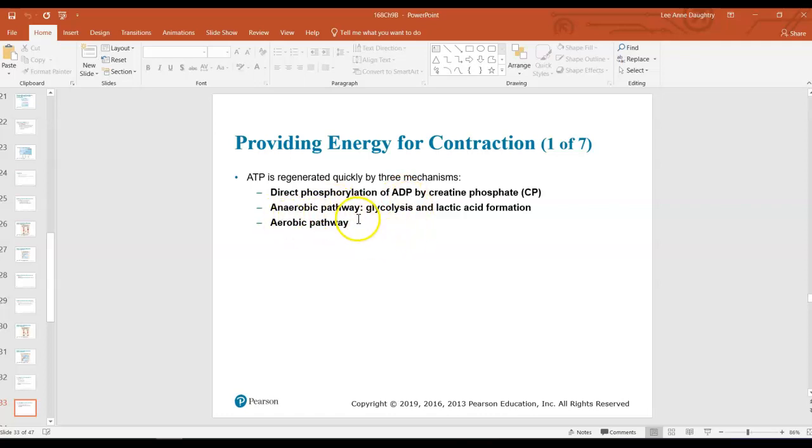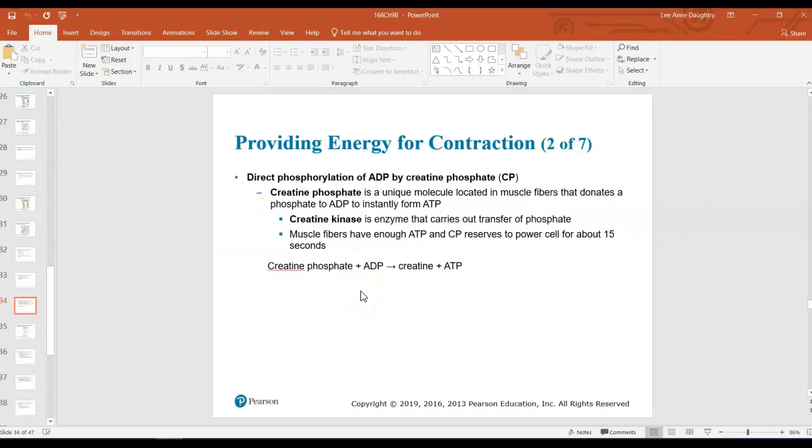Then there's the anaerobic pathway, glycolysis and lactic acid formation, and this occurs when the muscle is really reaching the point of fatigue. And the aerobic pathway, which occurs when the muscle is resting. So when do we see creatine phosphate being used? Creatine phosphate is used to instantly form ATP.